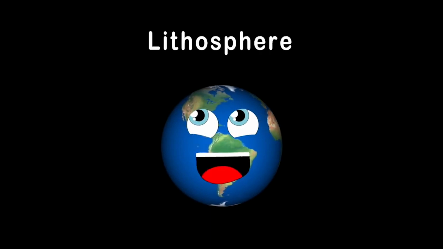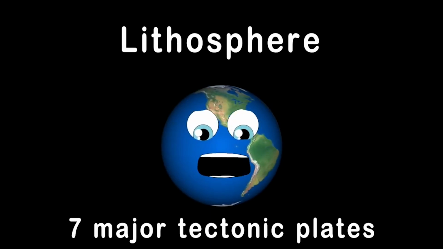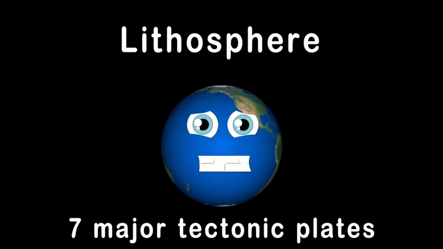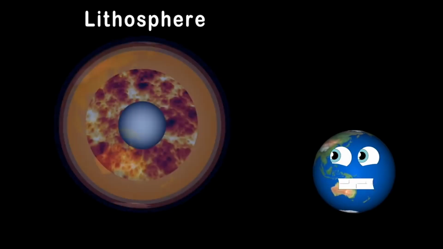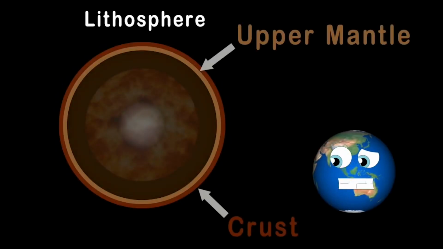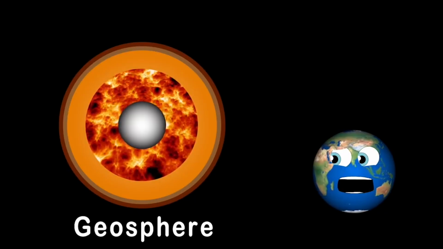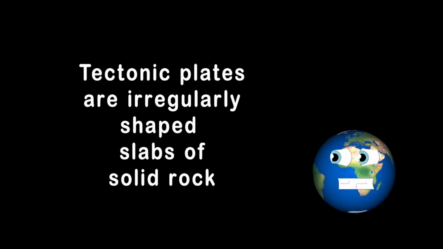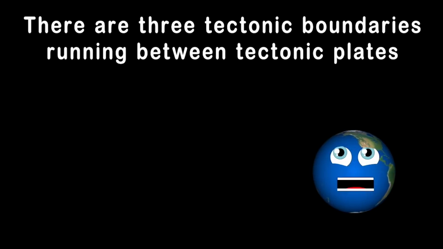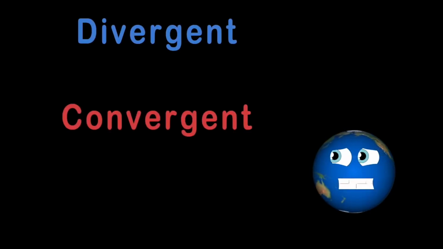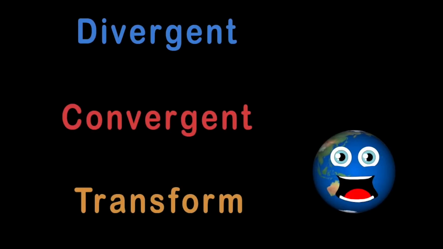Let's talk about the lithosphere and the 7 major tectonic plates. It's what shapes the face of the Earth with volcanoes and earthquakes. The lithosphere consists of the upper mantle and the crust. They're part of the geosphere on Earth, which makes these plates adjust. Tectonic plates are irregularly shaped slabs of solid rock, composed of oceanic and continental lithosphere bedrock. There are three tectonic boundaries running between tectonic plates. Divergent, convergent, and transform. Now aren't those names just great?